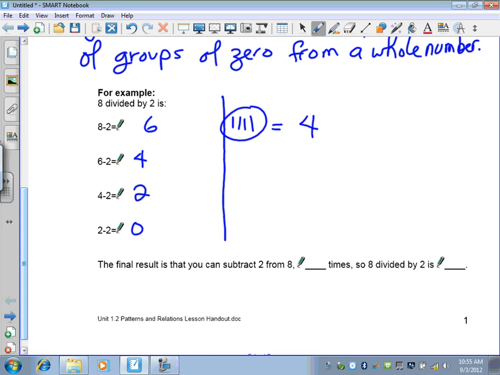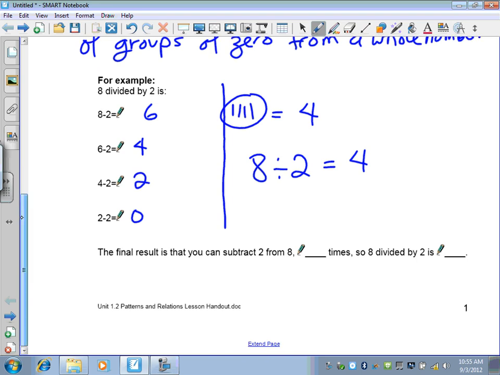So then it will show you on the display that 8 divided by 2 can be done, and you get 4. But what we're doing here is making a rapid subtraction and keeping track of it. So the final result is that you can subtract 2 from 8 4 times. So 8 divided by 2 is 4.